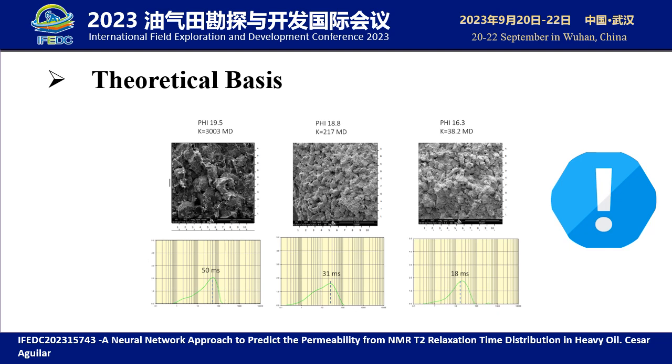On the other hand, in this low permeability sample with small pores and high clay volume, restricting the pore throat radius, you will see the T2 distribution is shorter than the high permeability sample. This peak is around 18 milliseconds. Then the T2 distribution is reduced with small pores, low porosity, and high clay volume.